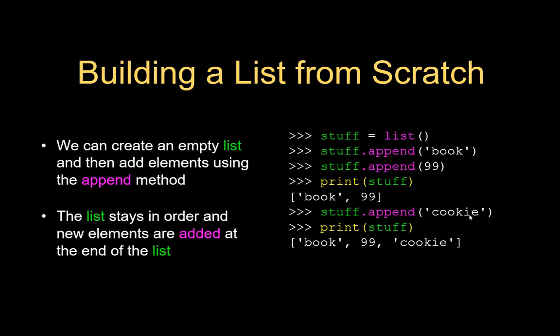We have another append with cookie. When we print it, we have cookie at the end of the list. So we use list to initiate the creation of the list variable, and we appended a string, an integer, and another string to it, and it looked like this. So append basically adds the value to the end of the existing list that we have.